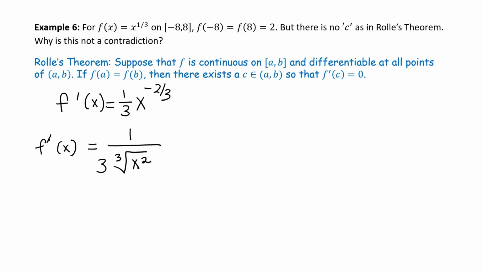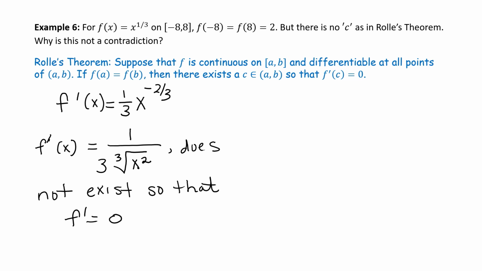Let's note that in order for us to have this derivative equal to 0, you have to be able to set the numerator equal to 0. However, this does not exist so that the derivative can equal 0. Let's be specific, on the interval from -8 to 8.